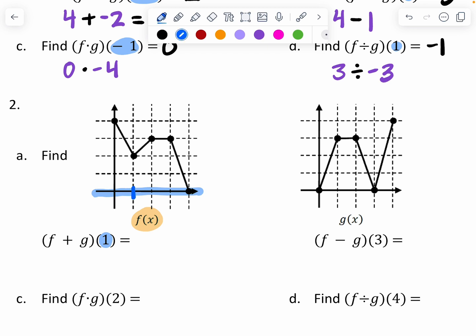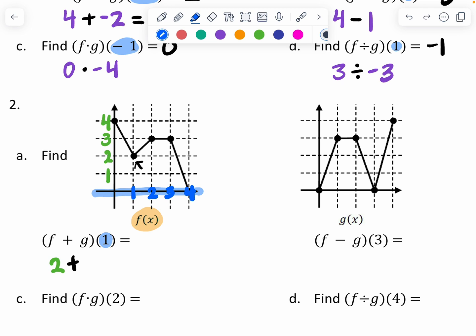This is 1 here, and then 2, and then 3, and then 4. I'll just label these. So it's asking what is the output? Well, the point that lines up where x equals 1 is this one right here. And the y value there is 2. So remember, this is 1, 2, 3, 4. So we have 2, and now I need to find where the input is 1 on the g of x graph.